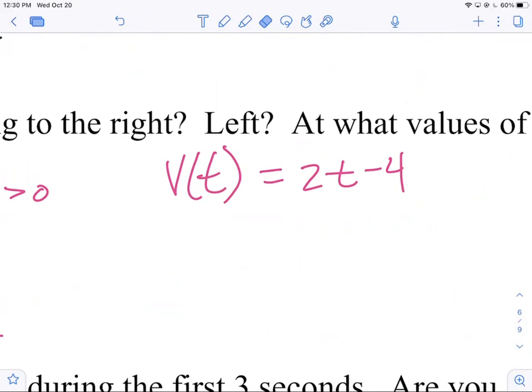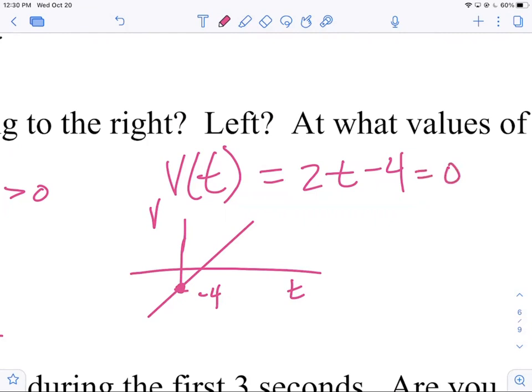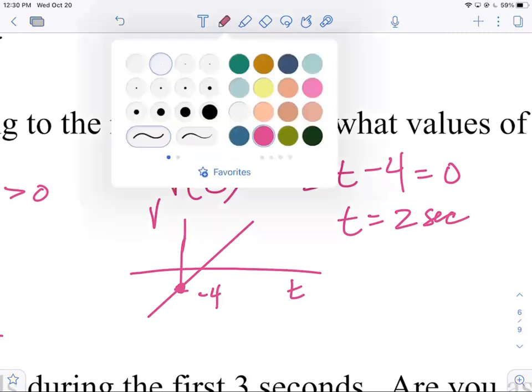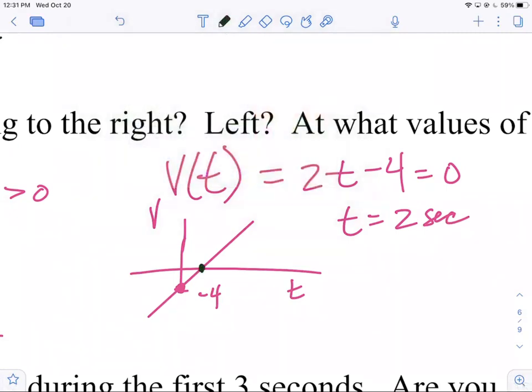So I know the slope is positive too, right? In fact, I could quickly sketch it. Not that I need to, but if this is V and this is T, here's -4, right? -4, and then it has a slope of 2, like this. Yeah, very good. We could set it equal to 0, and we solve and we get T equals 2 seconds. Now, because we know what the graph looks like, we know then where the velocity is negative and where it's positive. Yeah. Here's the x-intercept at 2. It's negative to the left and positive to the right.